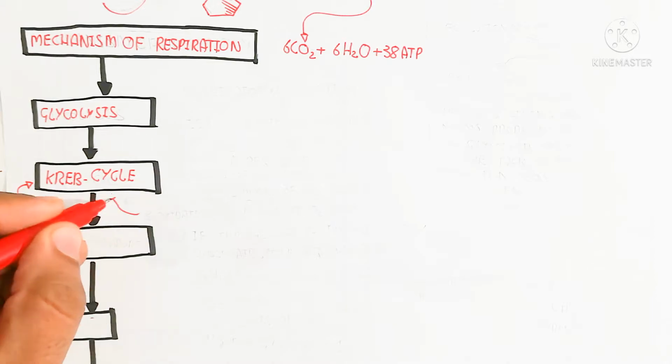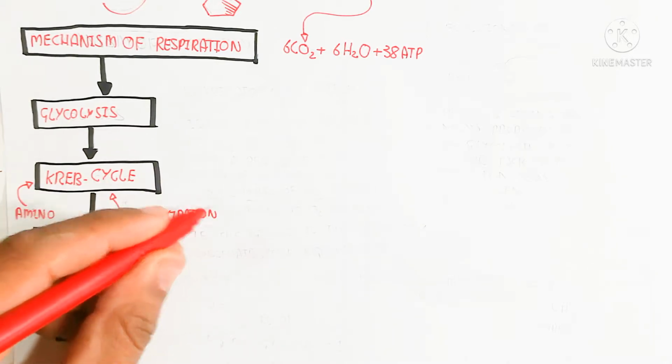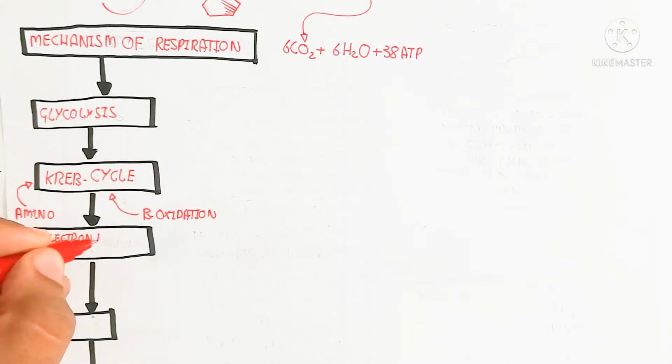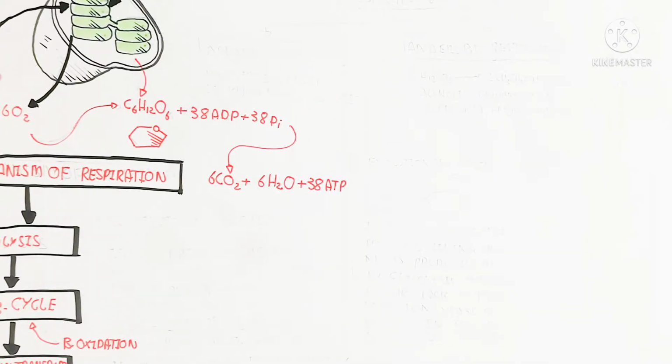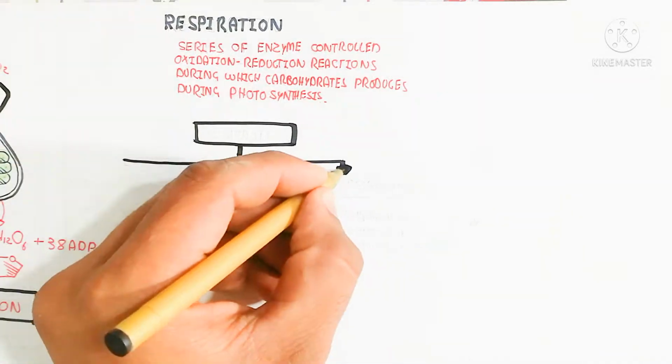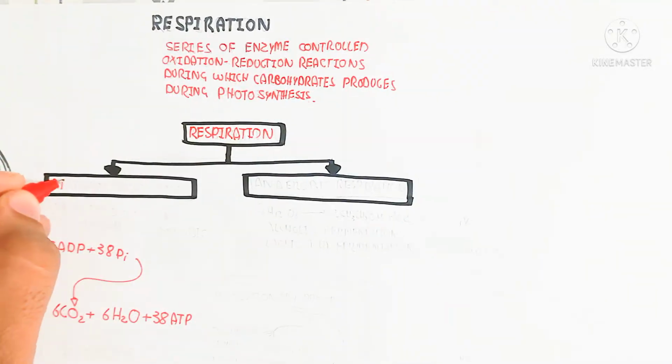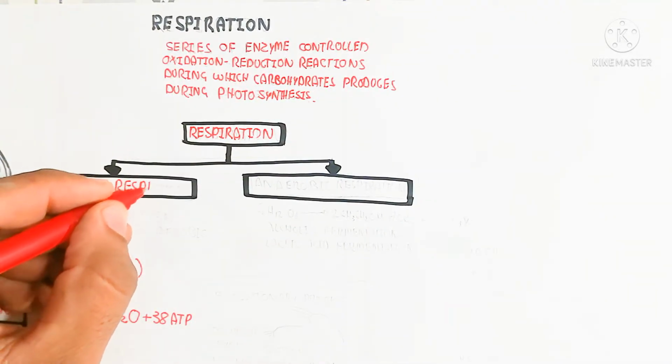So here the mechanism of respiration is glycolysis to the Krebs cycle, and the Krebs cycle is also used for beta oxidation of fatty acids and amino acids, which are converted to acetyl CoA to produce energy. In this way, the electron transport chain operates and ATP will be produced. This ATP is used and stored.